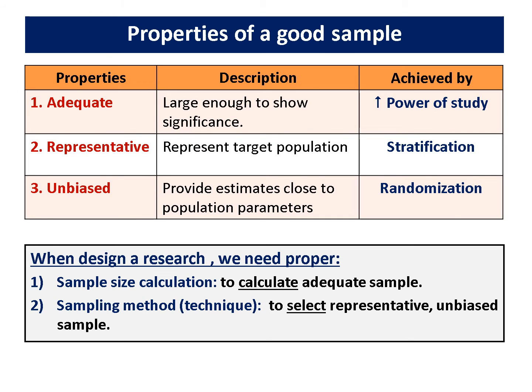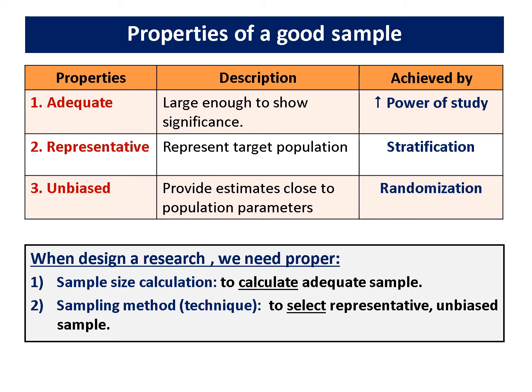So what are the properties of a good sample? Of course, not all samples are good samples. The first property is to be adequate. It means large enough to show a significant result, and it is achieved by increasing the power of the study. We can do this by using a sample size calculation program to calculate an adequate sample, meaning a sample with an adequate number to give a significant result.